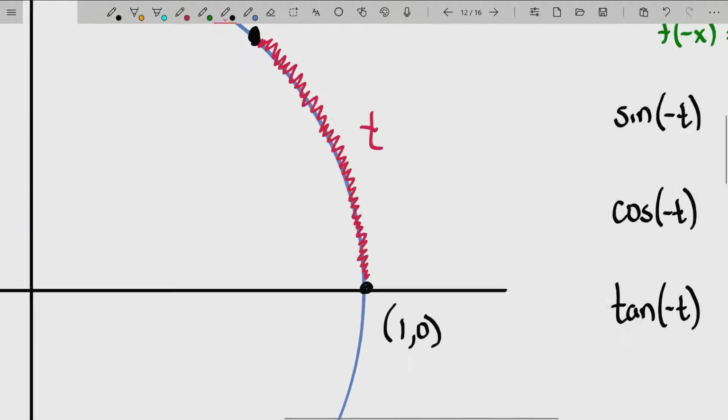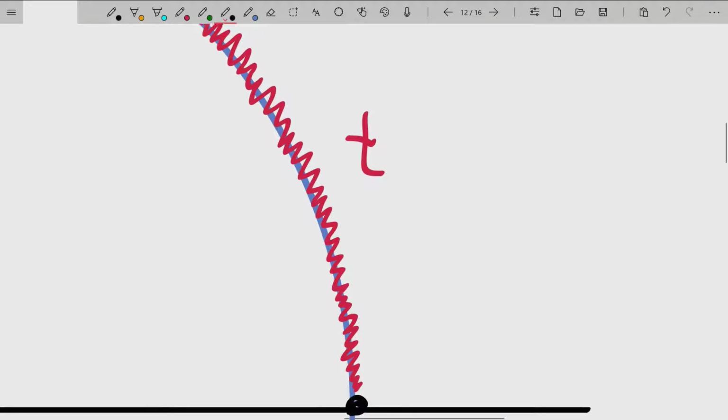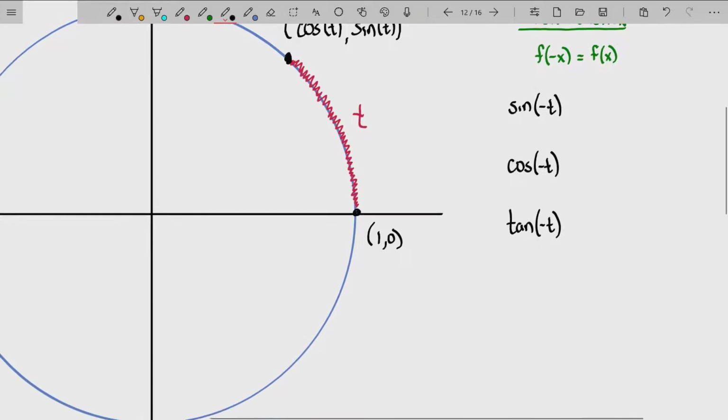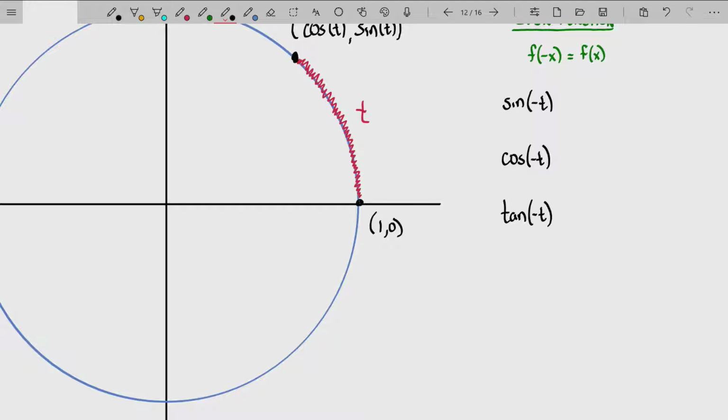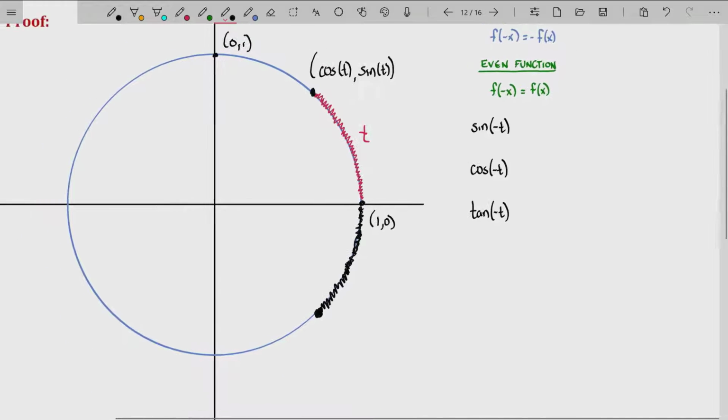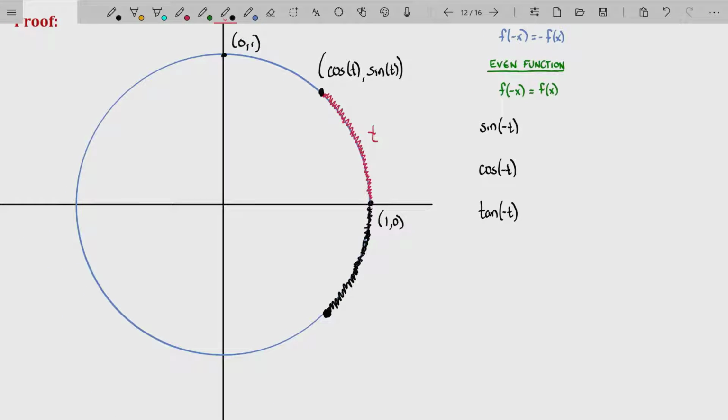So let's see. Here is t right here. If we want to go negative t, instead of positive t, we would have carved out this arc length right here, but it would be the same arc length otherwise. So it would cover the same distance, just in the negative direction. So that point right there would not be cosine of t, sine of t. And in fact, it's the cosine of negative t, right? Because that's the distance we've covered there. And the sine of, again, negative t.